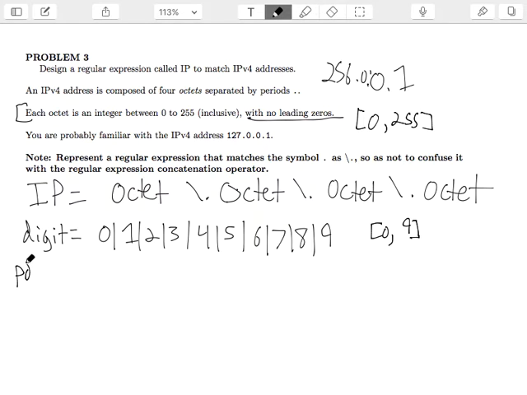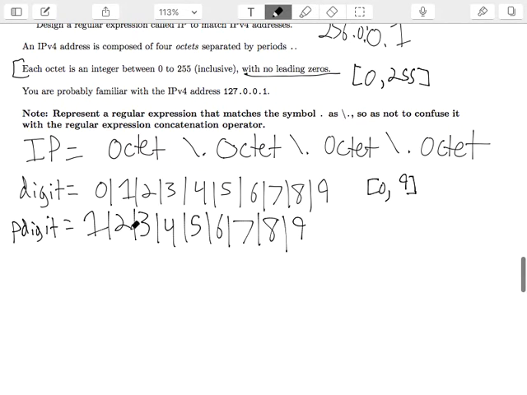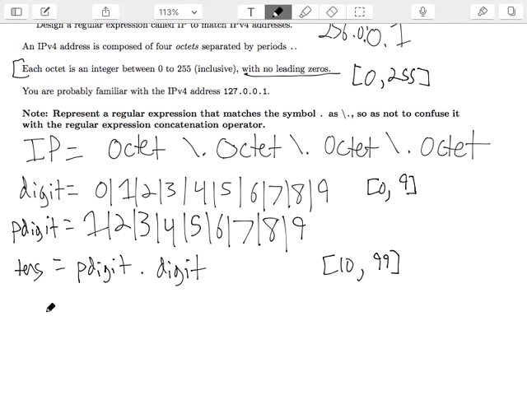Somebody said we'll probably need a P digit, which is the same thing but without the zero. So this matches 0 through 9. How can I write a regular expression to match the next range? P digit digit. What do you want to call that? Let's call it tens. That's now 10 through 99. Right, so this is the range 10 through 99.